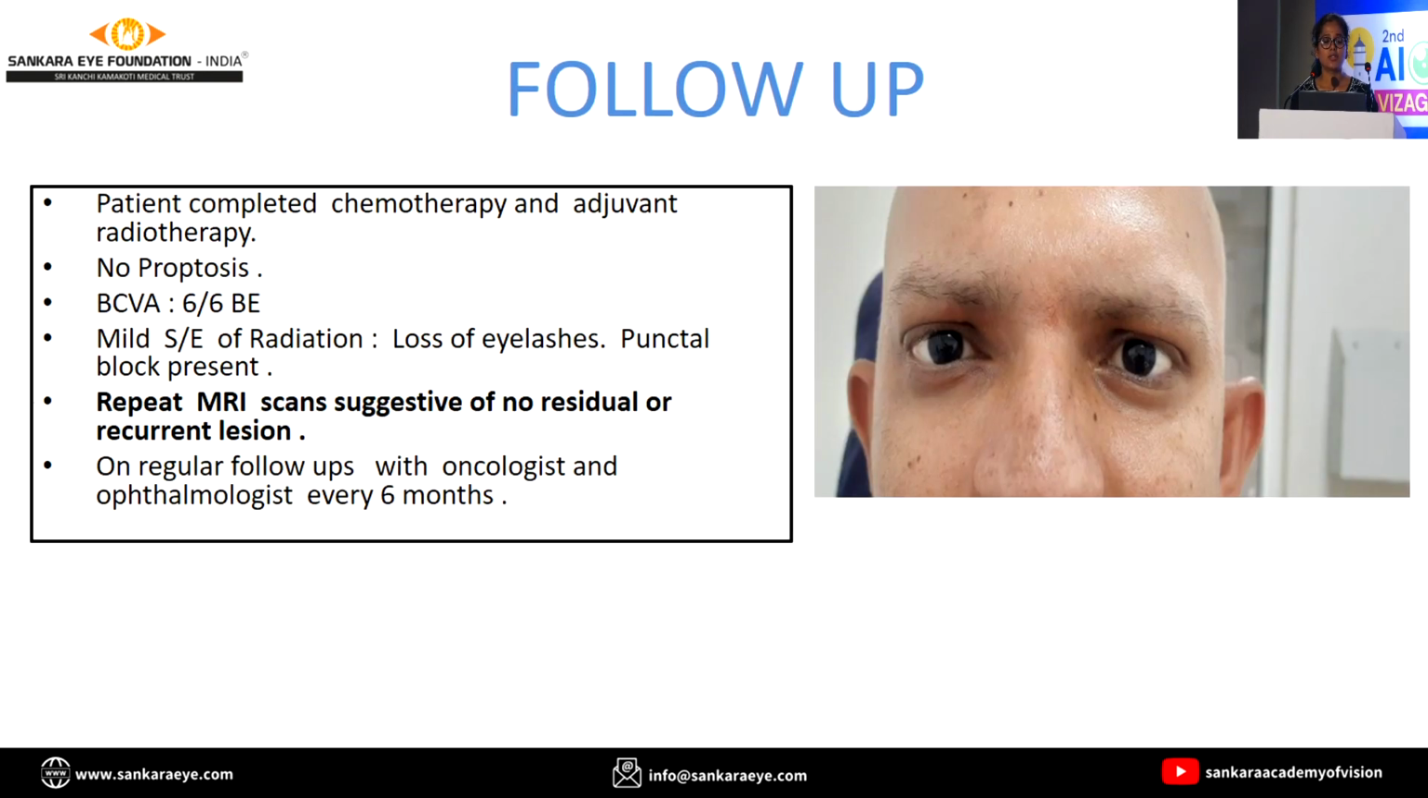On the last follow-up, the patient had completed chemotherapy and adjuvant radiotherapy. Best corrected visual acuity was 6/6, and there were mild side effects of radiation such as loss of eyelashes and punctal block. Repeat MRI scan was suggestive of no residual or recurrent lesion, and he is on regular follow-ups with the oncologist and ophthalmologist.